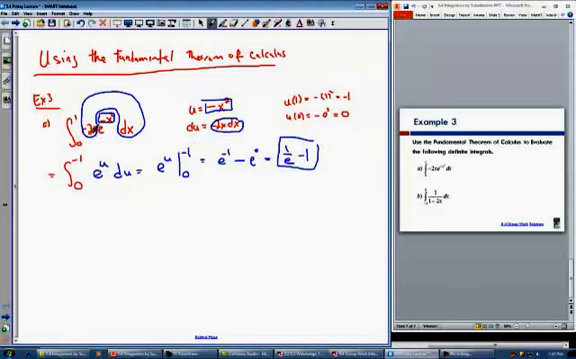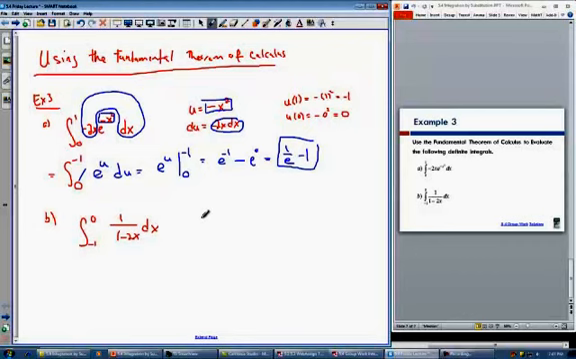Now remember, you can check these with your calculator by graphing this function here, this integrand, from 0 to 1, and then taking the integral, and you'll see that it will be equal to 1 over e minus 1. All right, let's do another one, part B. On this one, I have the integral from -1 to 0 of 1 divided by 1 minus 2x dx.